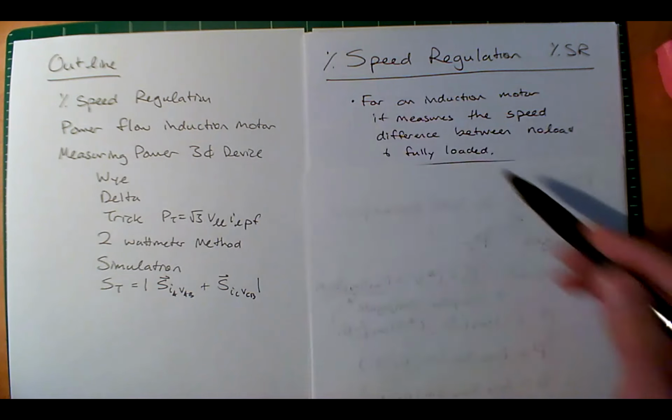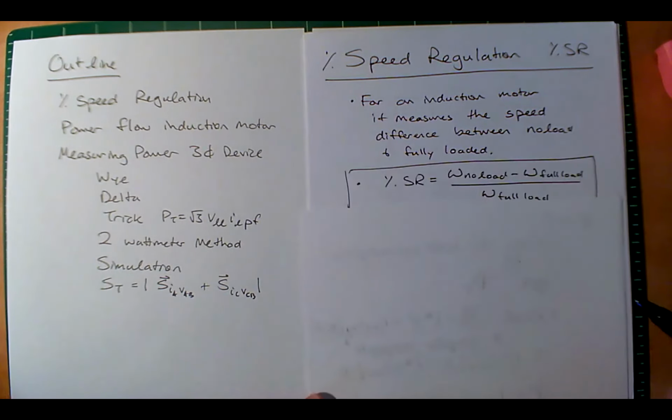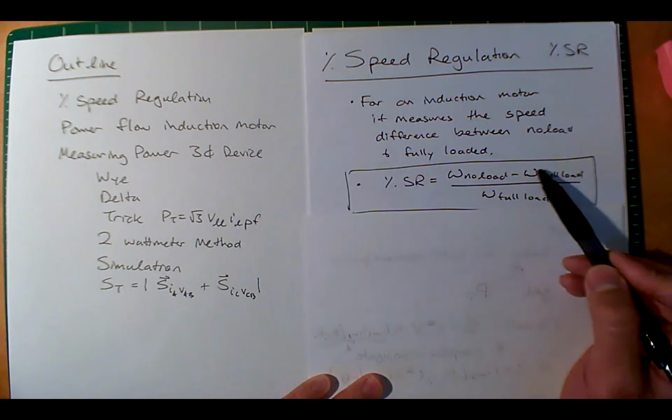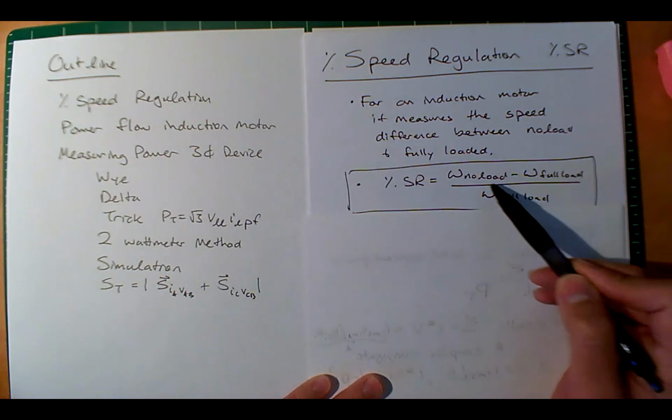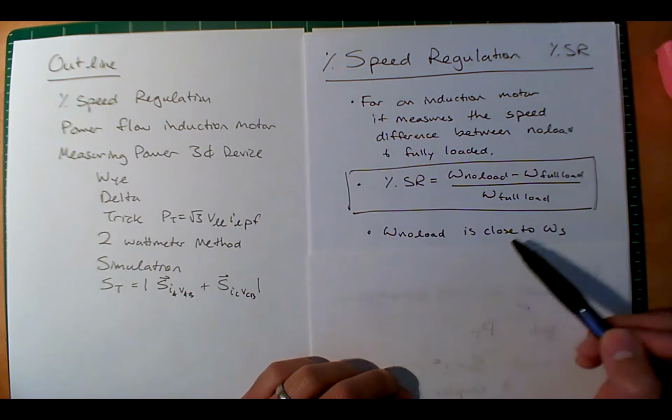So speed regulation for induction motor measures the speed difference between a no load and a fully loaded condition. And so this is the definition. So it's a unitless number. It's the no load minus the full load over the full load. And so what does the no load mean? So it's the speed of the motor, right?